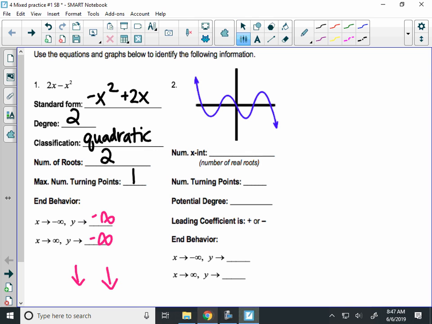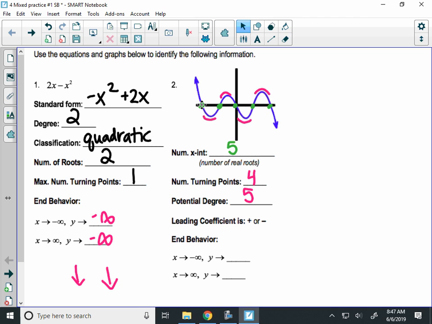Number of x-intercepts. There's 1, 2, 3, 4, 5. The number of turns here, 1, 2, 3, 4 turns. Now if I have 4 turns, remember the degree is always 1 more than the number of turns. So the potential degree is 5, which is what we call quintic.